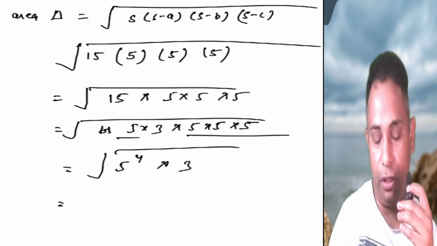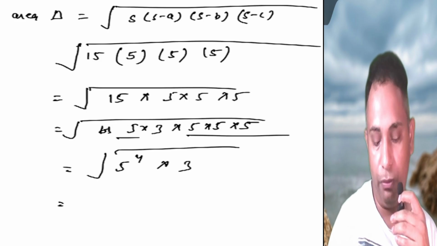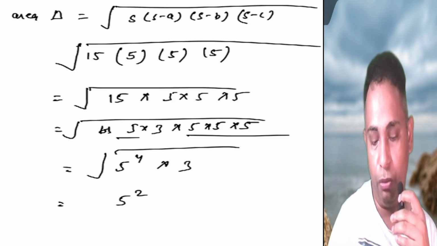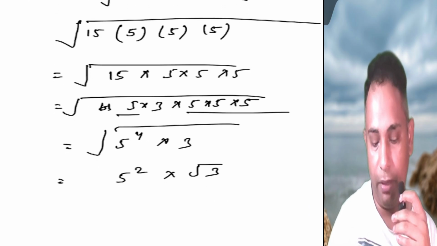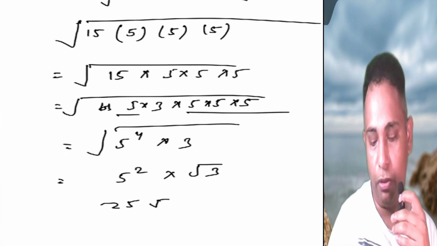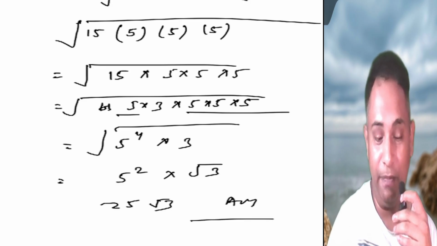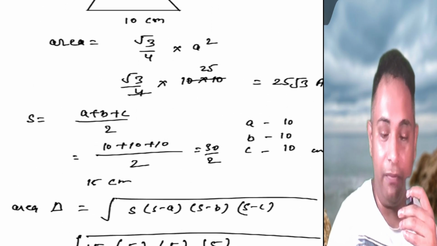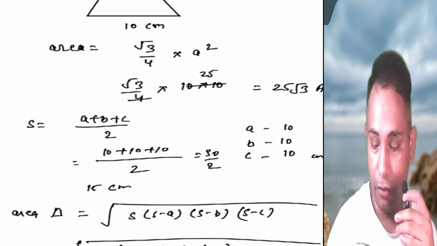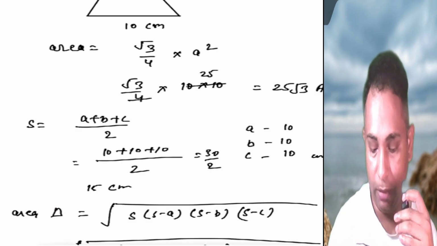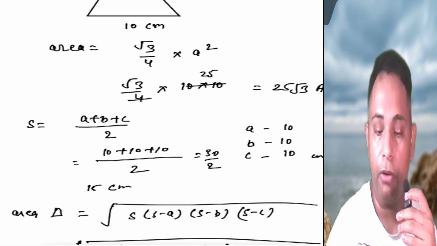When it is coming out of the square root, if we are finding the square root of 5 to the power 2, what will we get? We will get 5 to the power 2, and 3 will be as it is, root 3. 5 5s are 25, so 25 root 3. The magic answer comes. Now compare, if we have used the basic formula of an equilateral triangle, root 3 by 4 into a square, what answer have we got? We got 25 root 3.